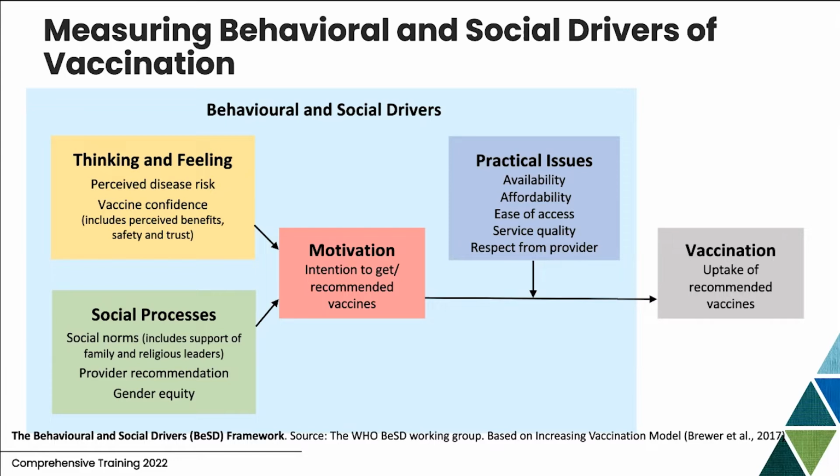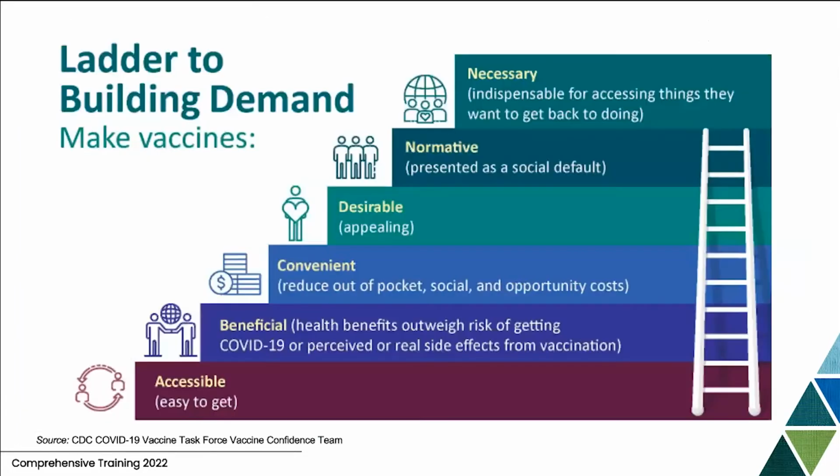And it's really important to remember these drivers or factors when we're designing interventions and the thing that we want to change. Next slide, please. So this is what we call our ladder to building demand. These are the necessary ingredients for what we need to do from an intervention side of things so that people are getting vaccinated on time.